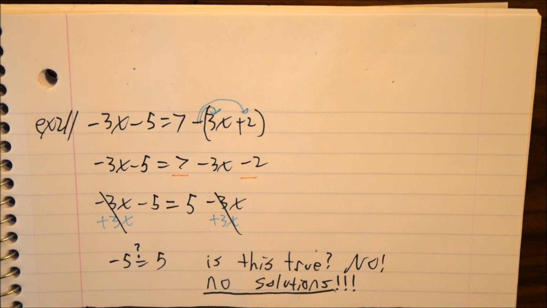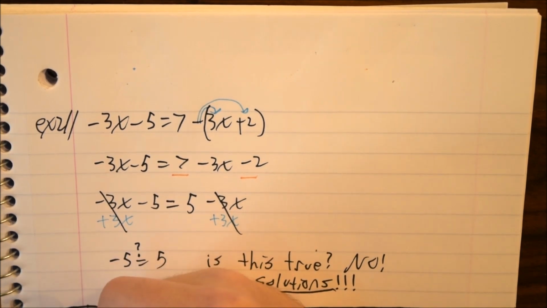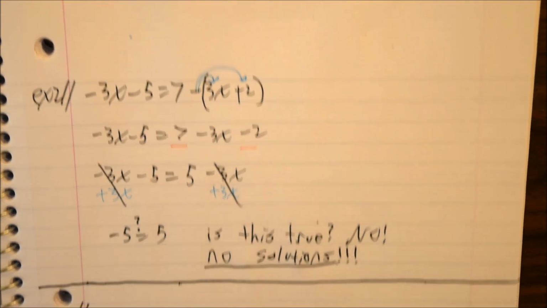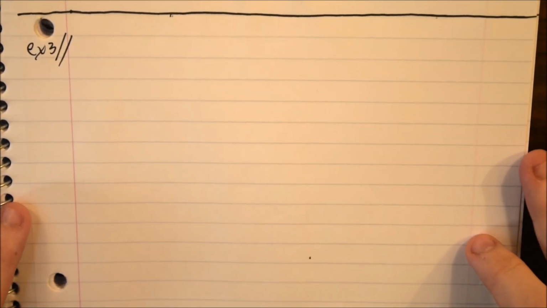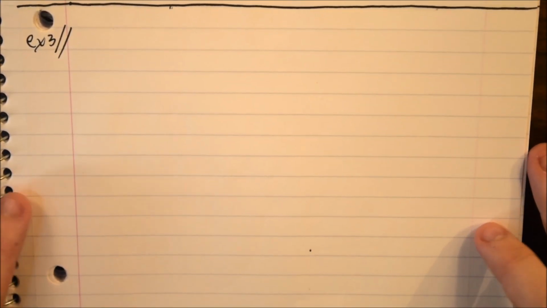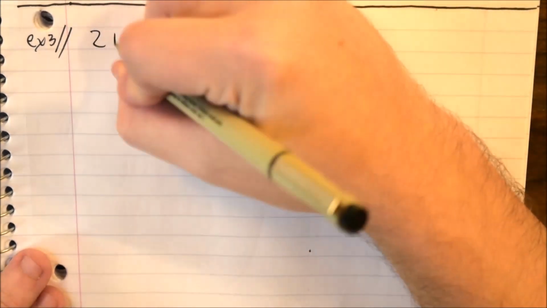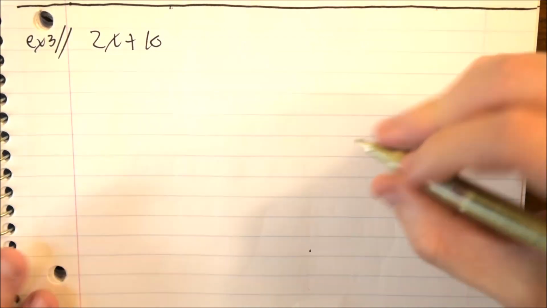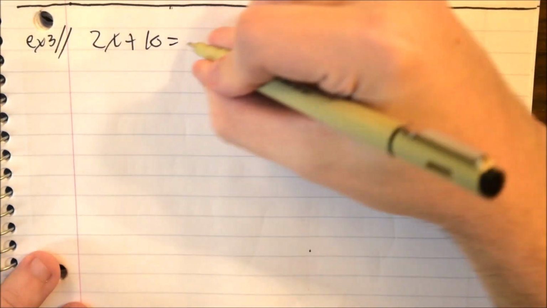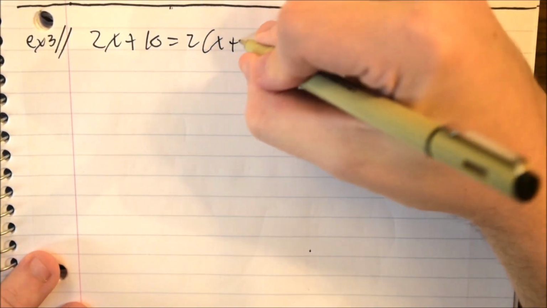All right, so now I had a problem with a unique solution, and no solution. Probably going to give you one with infinitely many solutions, for example number 3. All right, so let's look at example number 3. We got 2x plus 10 equals 2 times x plus 5.